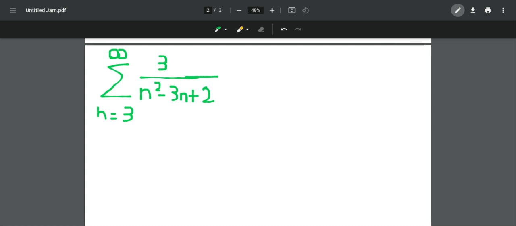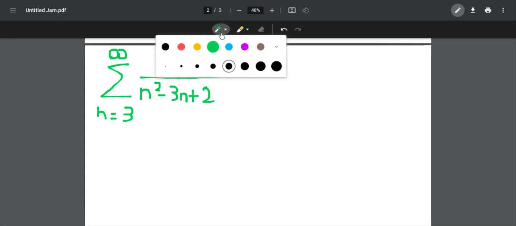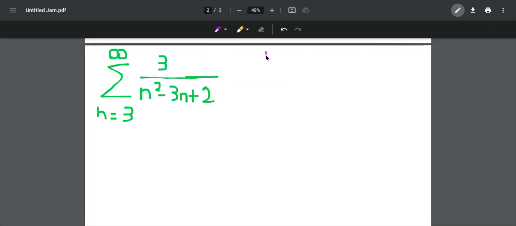If we want to integrate this function, can we integrate it? The answer is yes, because the denominator is factorable and we can use partial fraction decomposition to integrate it. But what are the conditions for the integral test? If you want to use the integral test, I write it as IT. The integral test has three conditions.